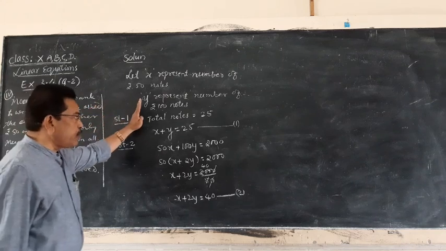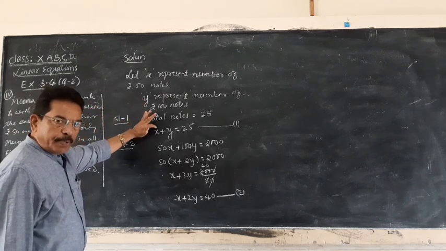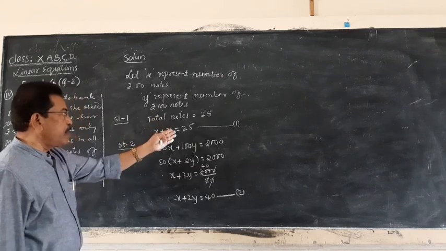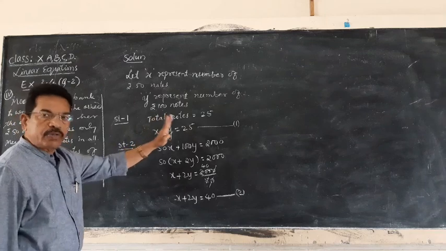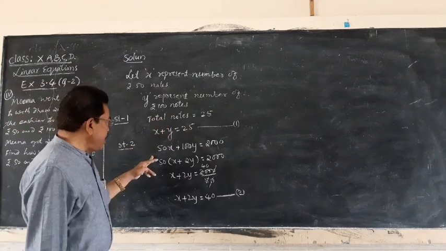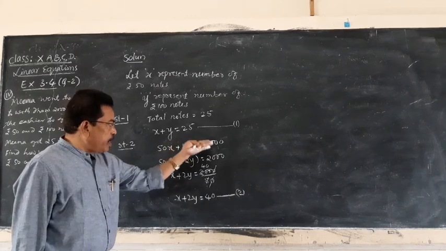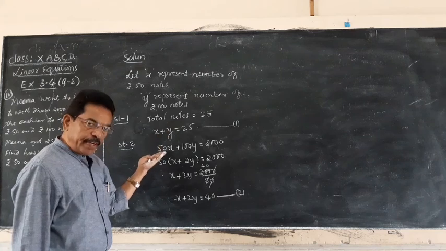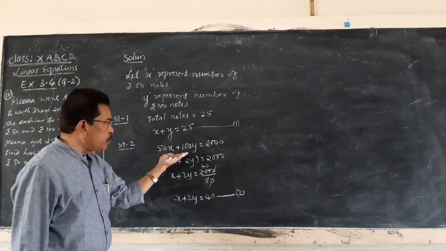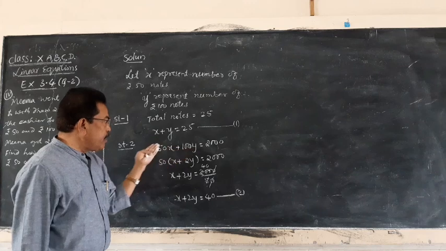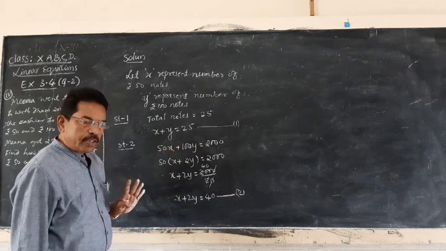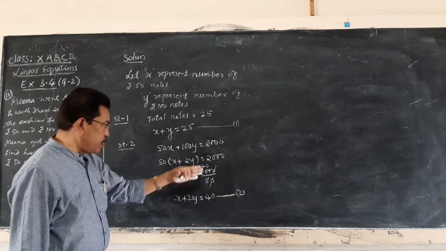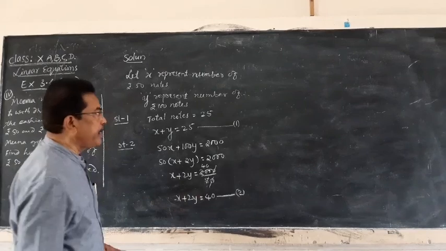Say total notes are 25. x represents 50 notes and y represents 100 notes. It is obviously x plus y equals 25. Then the total amount needed is 2000. That is 50x plus 100y equals 2000. After simplification, 50 is a common term, so x plus 2y equals 40.